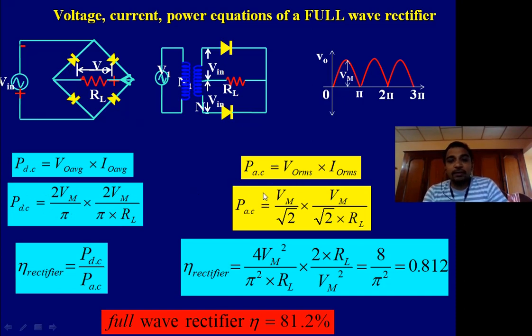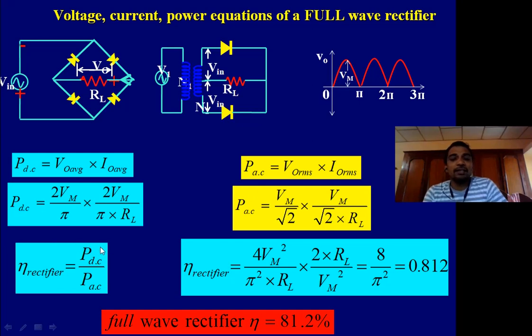Next, what about the AC power output available? That is the total power, including harmonics, DC, even and odd harmonics, everything. So AC power available is V0 RMS into I naught RMS. RMS value Vm by root 2, I naught is that by RL. So Vm square by 2 RL is the output AC power.